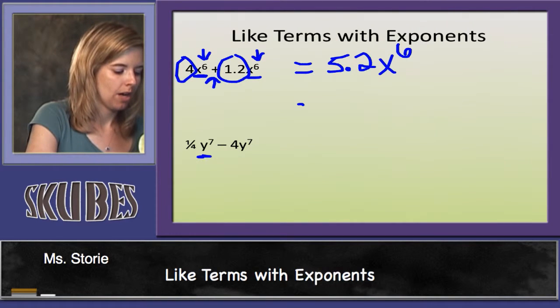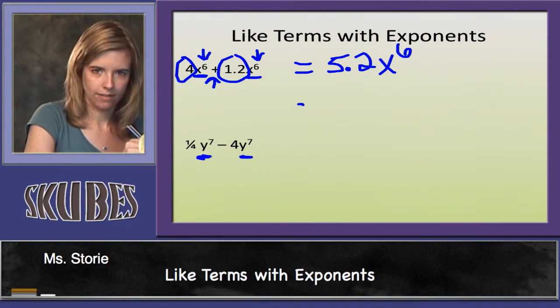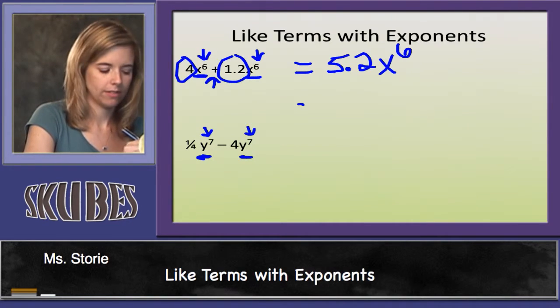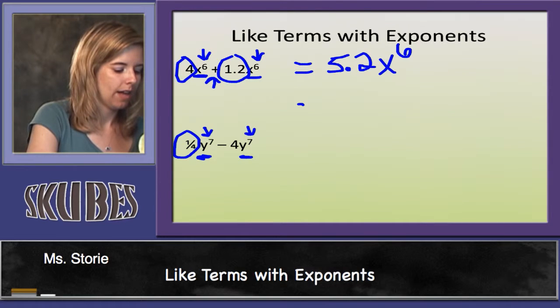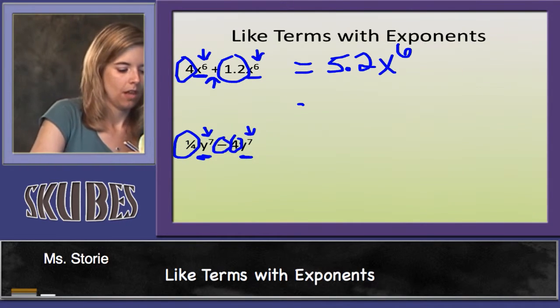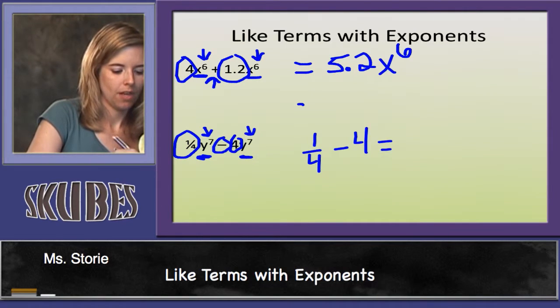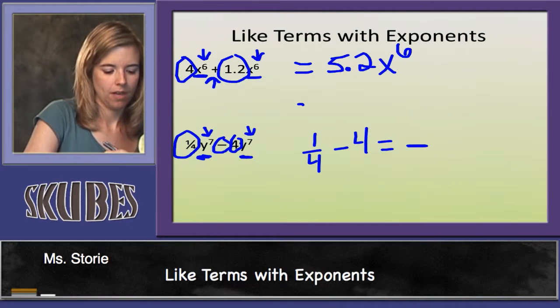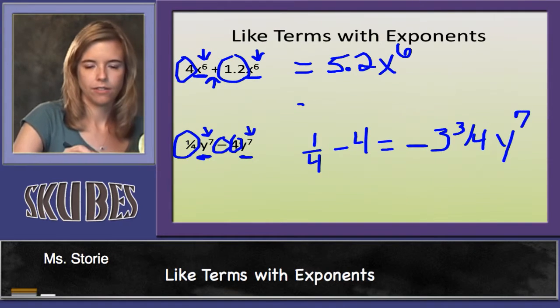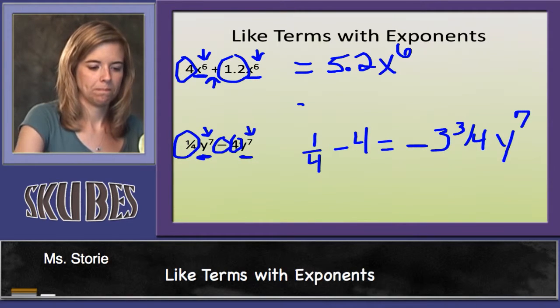Let's do the same thing here. Are the variables exactly the same? Yes, they're both y's. Are the exponents exactly the same? Yes, they're both 7's. That means that you can go ahead and this time subtract 1/4 minus 4. So if you are taking 1/4 and you are subtracting 4, you're going to end up with a negative number. And it's going to be negative 3 and 3/4. And then your variable and your exponent are still exactly the same. Don't change them.